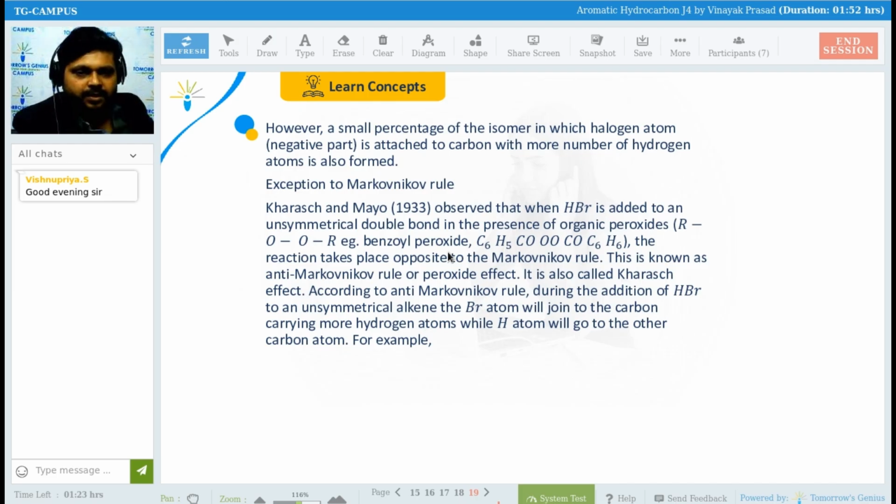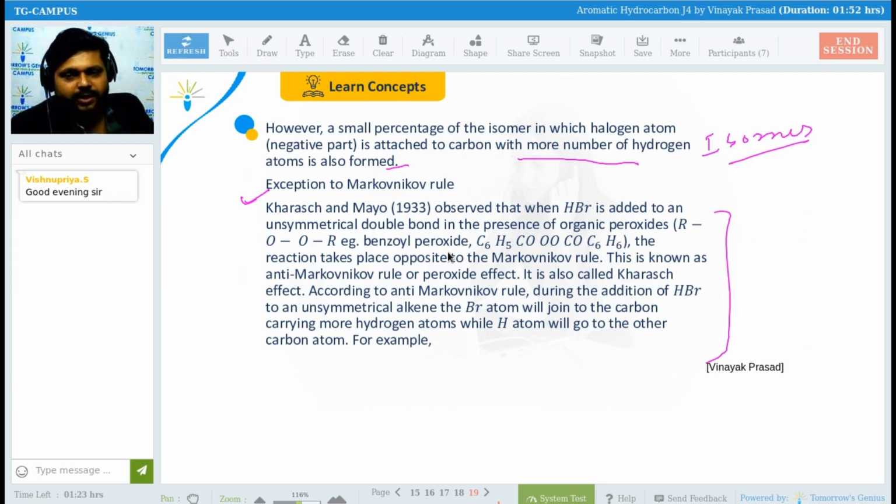Now, however, a small percentage of the isomer in which the halogen atom, the negative part, is attached to the carbon with more number of hydrogen atoms is also formed. That is the isomer form, right? But it is very small in amount. Exceptions of Markovnikov rule: Kharasch and Mayo observed that HBr is added to an unsymmetrical double bond in the presence of organic peroxide. Now the new rule that is going to come is this.